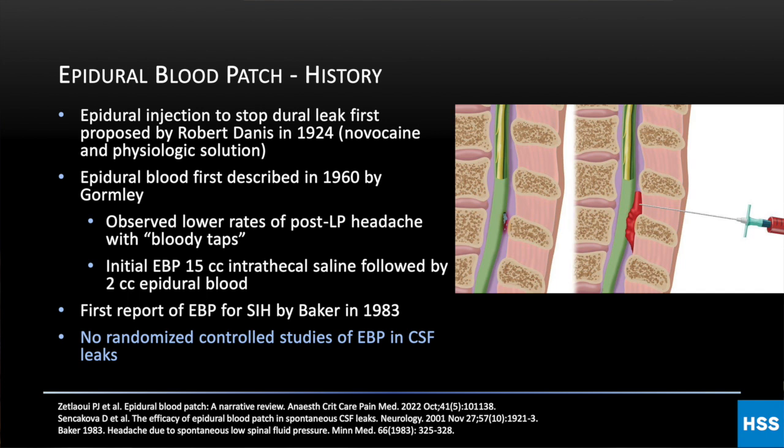So blood patch was first described in 1960 after the observation that a bloody tap resulted in lower rates of post-LP headache. The first report for blood patch for SIH was in the early 80s, but to date, there's no randomized controlled studies of blood patching for CSF leak.